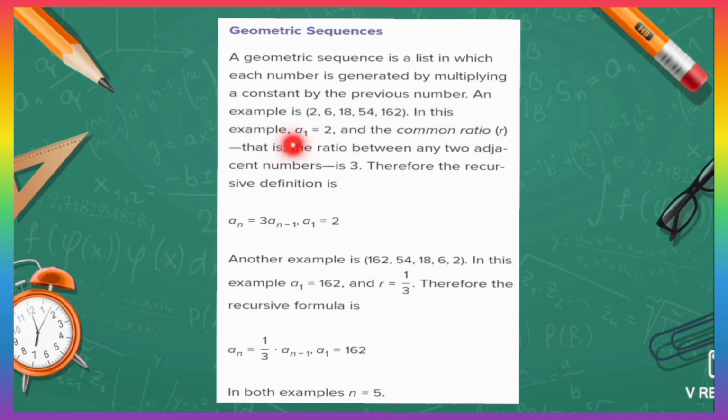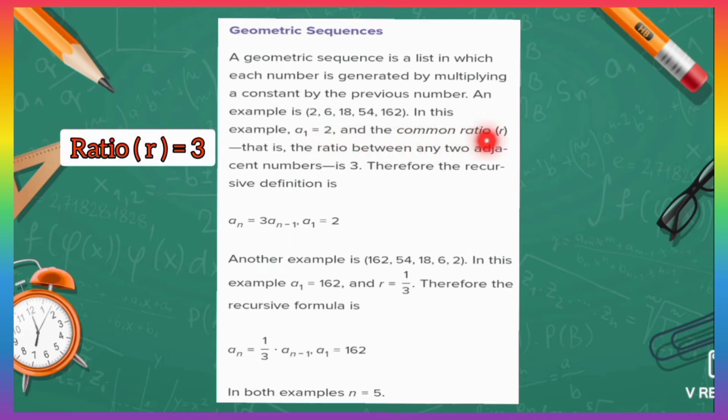In this example, yung first term natin, obvious na yung first term ay 2. And the common ratio, ano nga ba itong common ratio? That is, the ratio between any two adjacent numbers is 3. Kung kanina doon sa arithmetic sequence, yung tawag doon ay common difference between the two adjacent numbers, dito naman ay tinawag na ratio. Yung pagmamultiply natin sa first term papunta sa second term, tawag doon ay ratio. So, yung ratio natin is 3.